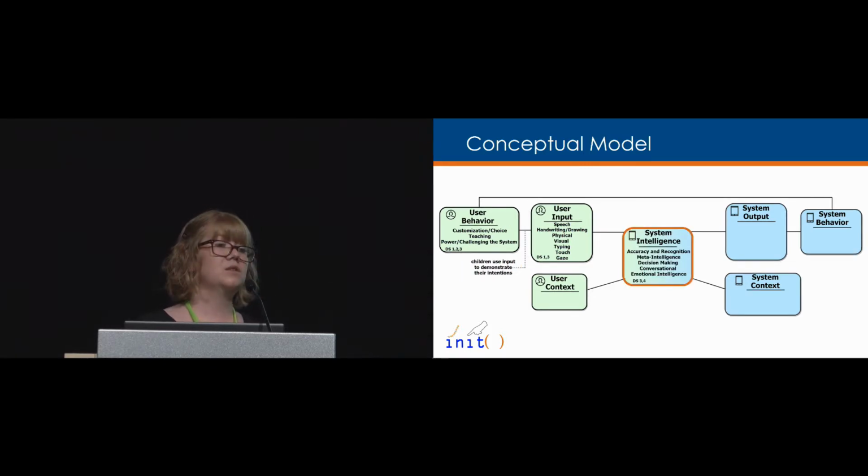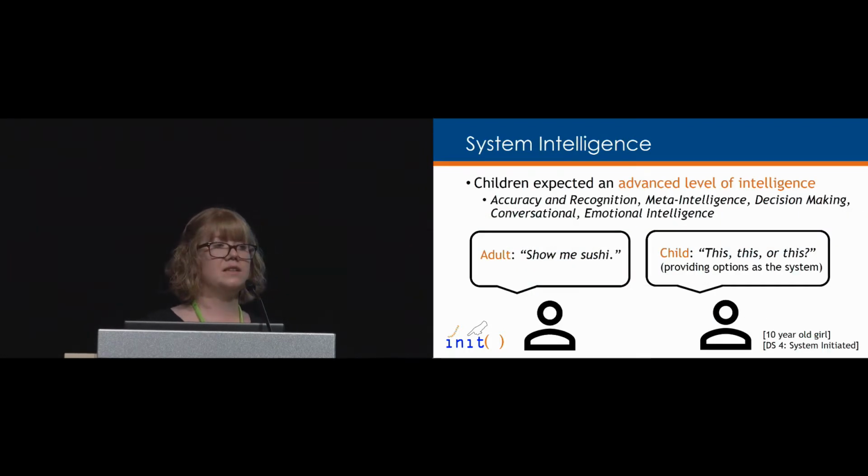So the next main theme we saw was system intelligence. The children really expected an advanced level of intelligence. In the children's designs, the system accurately recognized the user's input and intentions and responded in an intelligent way with conversation and emotion. For example, in design session 4, one of the adults as a user said, show me sushi, and a child, a 10-year-old girl, said, as the system, this, or this. So really providing different options and showing the system's ability to make different decisions.